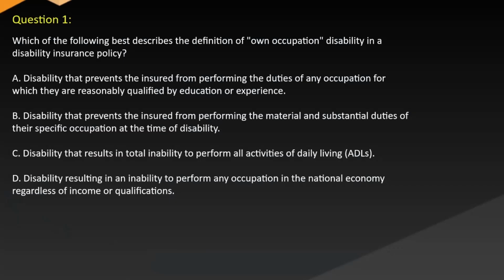Question 1. Which of the following best describes the definition of own occupation disability in a disability insurance policy? A. Disability that prevents the insured from performing the duties of any occupation for which they are reasonably qualified by education or experience. B. Disability that prevents the insured from performing the material and substantial duties of their specific occupation at the time of disability.